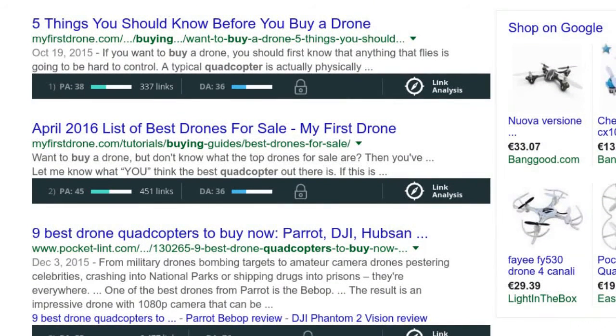Looking at these results, I can tell that it would be quite easy to rank for this keyword. If I look deeper, I could discover why quadcopters.co.uk has a low domain authority despite having thousands of links. But I would really only be satisfying my own curiosity. I've already identified the weakness.